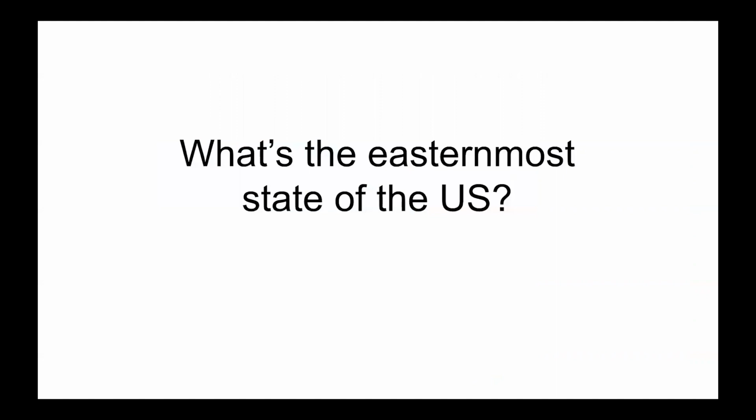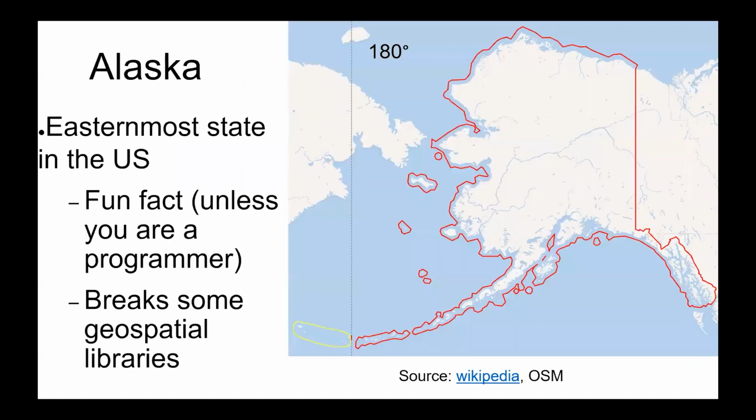Here's a bit of trivia, although I expect many of you will know this one. What's the easternmost state in the United States? If you're thinking it's Maine, you were wrong, I'm afraid. It's actually Alaska. The reason is that the Aleutian Islands cross the 180th meridian, making them technically further east than the rest of Alaska. This is a fun fact, unless you're a programmer, in which case it probably horrifies you. It also breaks some geospatial libraries.